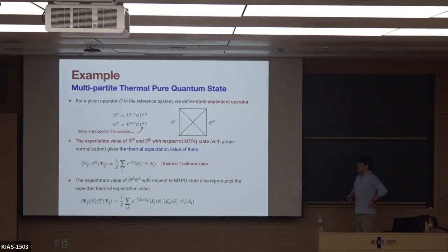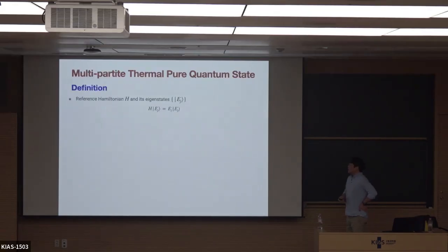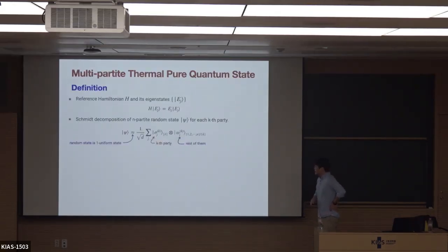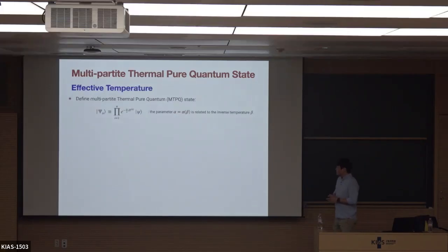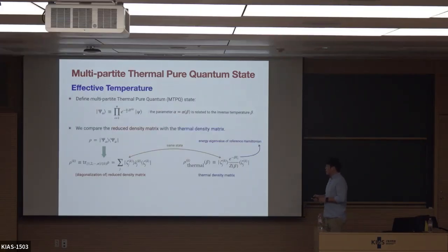So the bipartite case is very easy, and then you can generalize to the multipartite case. It's the same thing, so I will skip the detail. The procedure is the same using the Schmidt decomposition, but you cannot have a Schmidt decomposition in the multipartite case. But here I consider the K party and the rest of them and the Schmidt decomposition, and then define the U and so on. And then you can also define this temperature, etc.